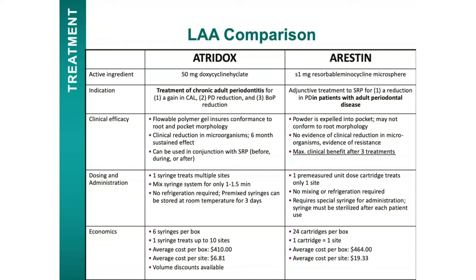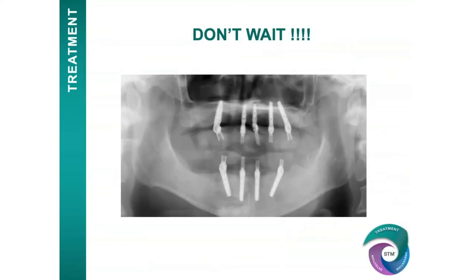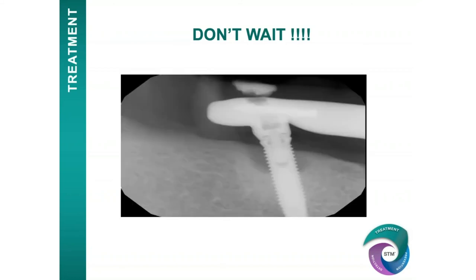The other concern with Arestin is the cost, because the cartridges are very expensive and that one cartridge treats one site. Typically, our patients present with multiple sites of bleeding and pockets. So what's great about the Atradox is it treats up to 10 sites. And we go through some tips and tricks on how to apply the Atradox. So I've had patients, most of my practice is actually implant dentistry, where we placed implants and now all of a sudden we see bone loss, peri-implantitis.